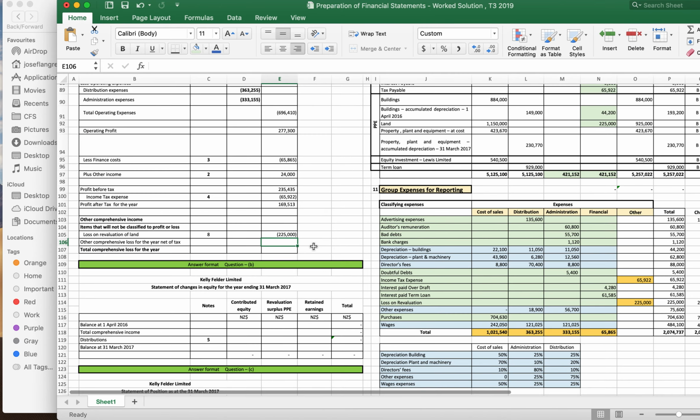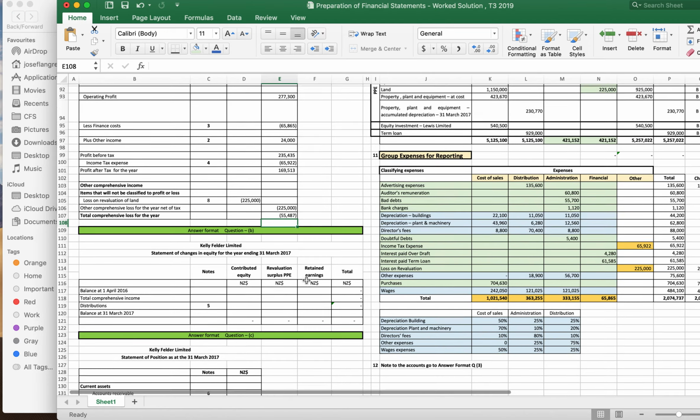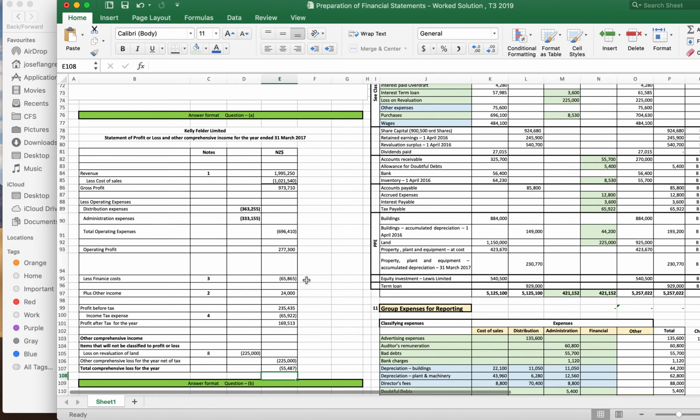Just a format thing. It's not a biggie. So therefore the total comprehensive loss for the year is that. Yes, that. Gives us that. Alright, so that's the income statement done.